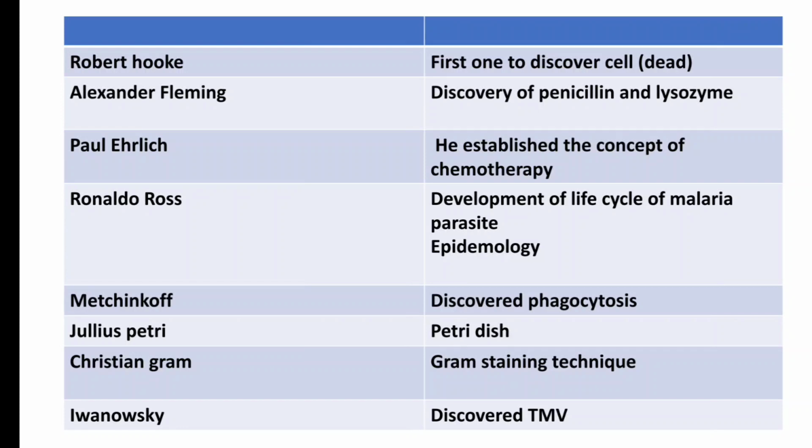Then Julius Petri, he discovered the Petri dish. The Petri dish name is given after his name. Then Christian Gram, who developed the Gram staining technique, and Ivanovsky, he discovered the tobacco mosaic virus.